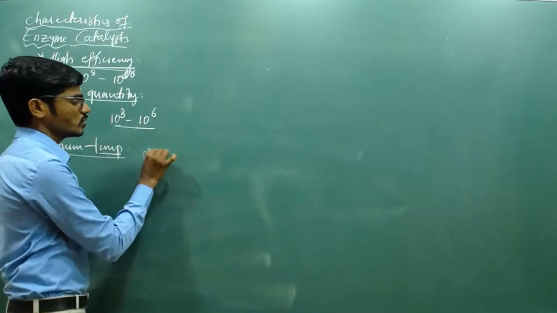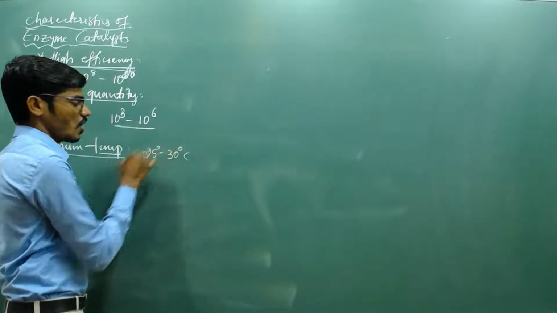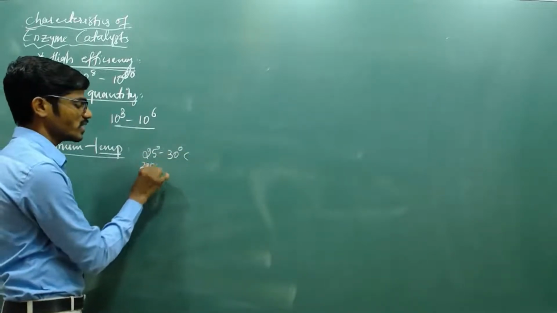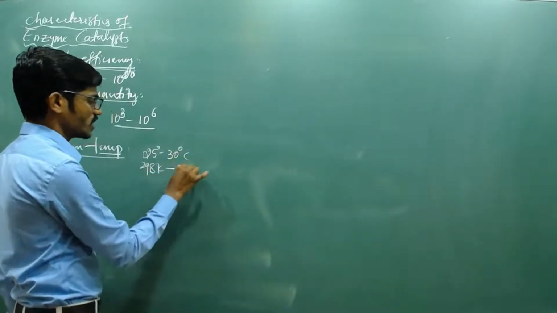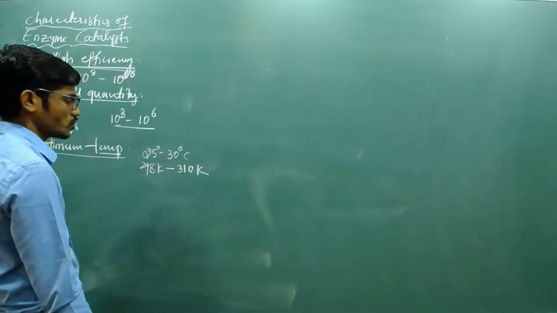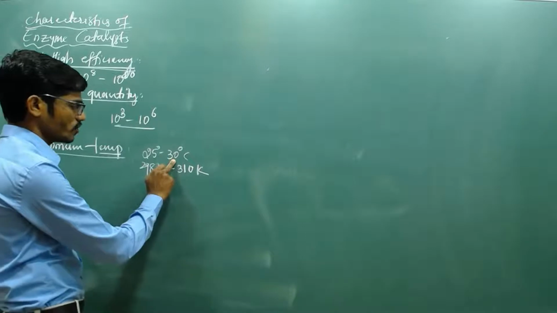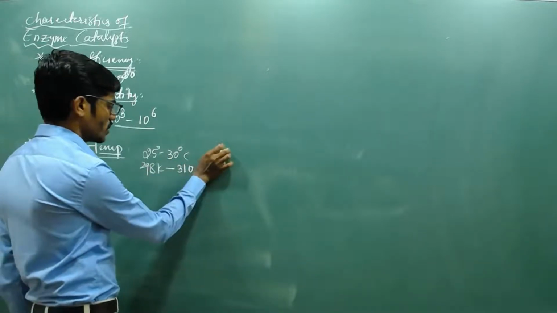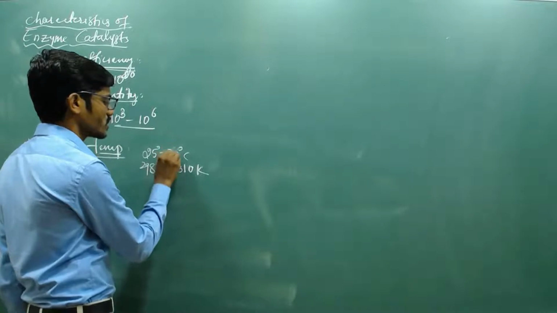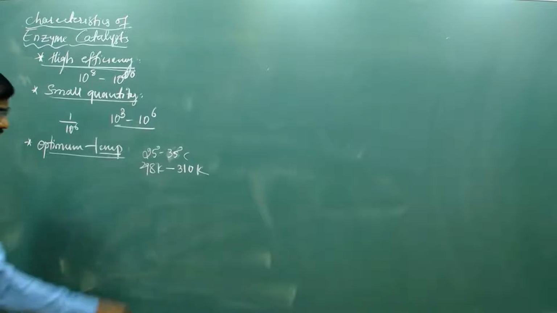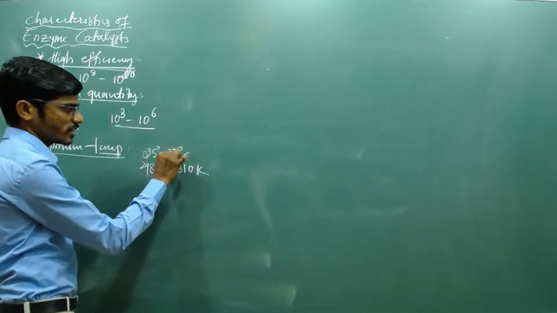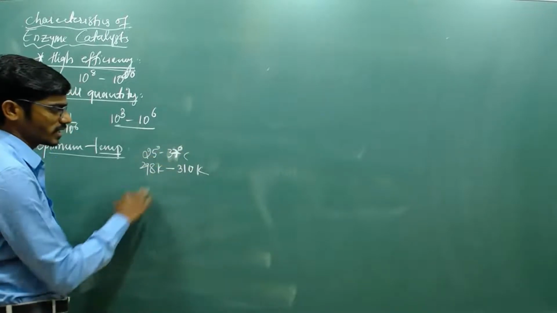And usually 25 to 30 degrees Celsius is the optimum temperature, that is 298 Kelvin to 5 degrees more. Even approximately 310 Kelvin. If you add 273 to 25 to 30, you get 303, or you can take 25 to 35 degrees Celsius, a 10 degree difference, 298 to 308 Kelvin. So roughly we can say 310 Kelvin, that means exactly 37 degrees Celsius. So 25 to 35 degrees Celsius.